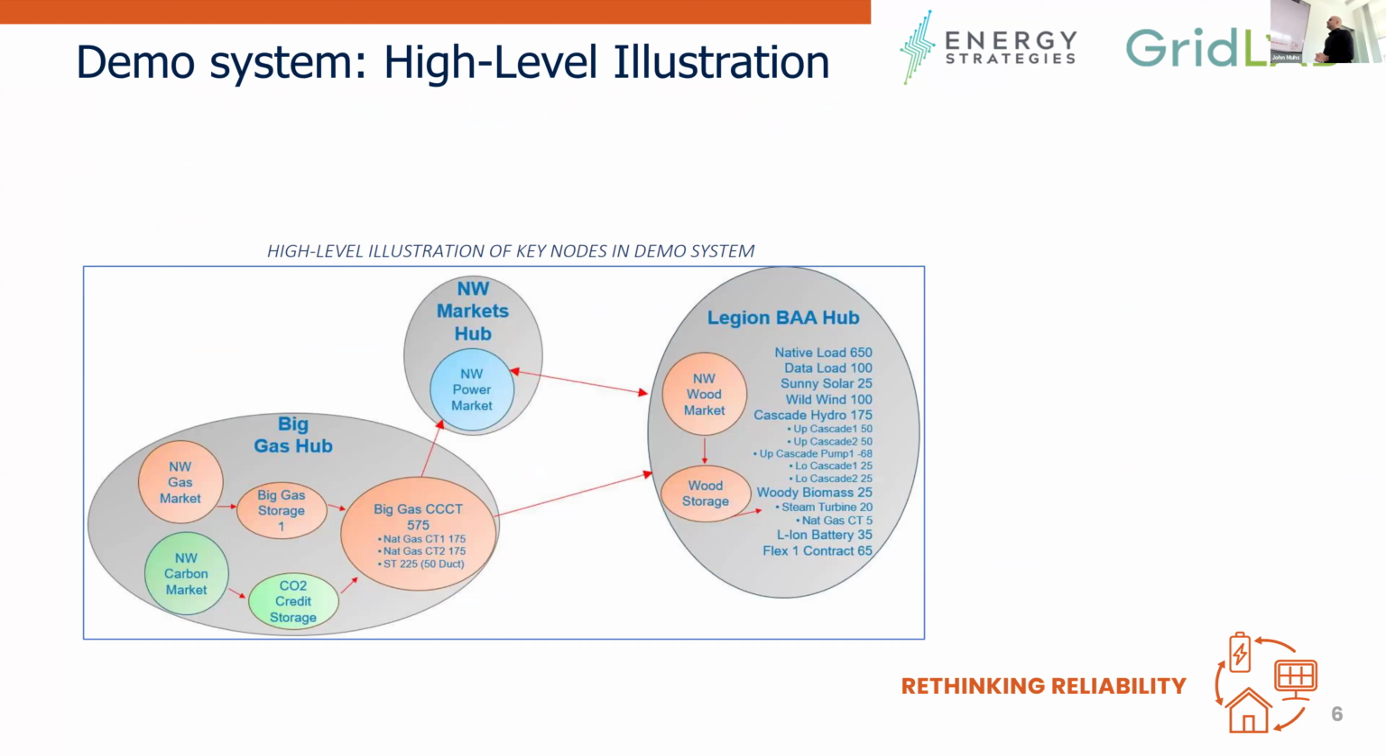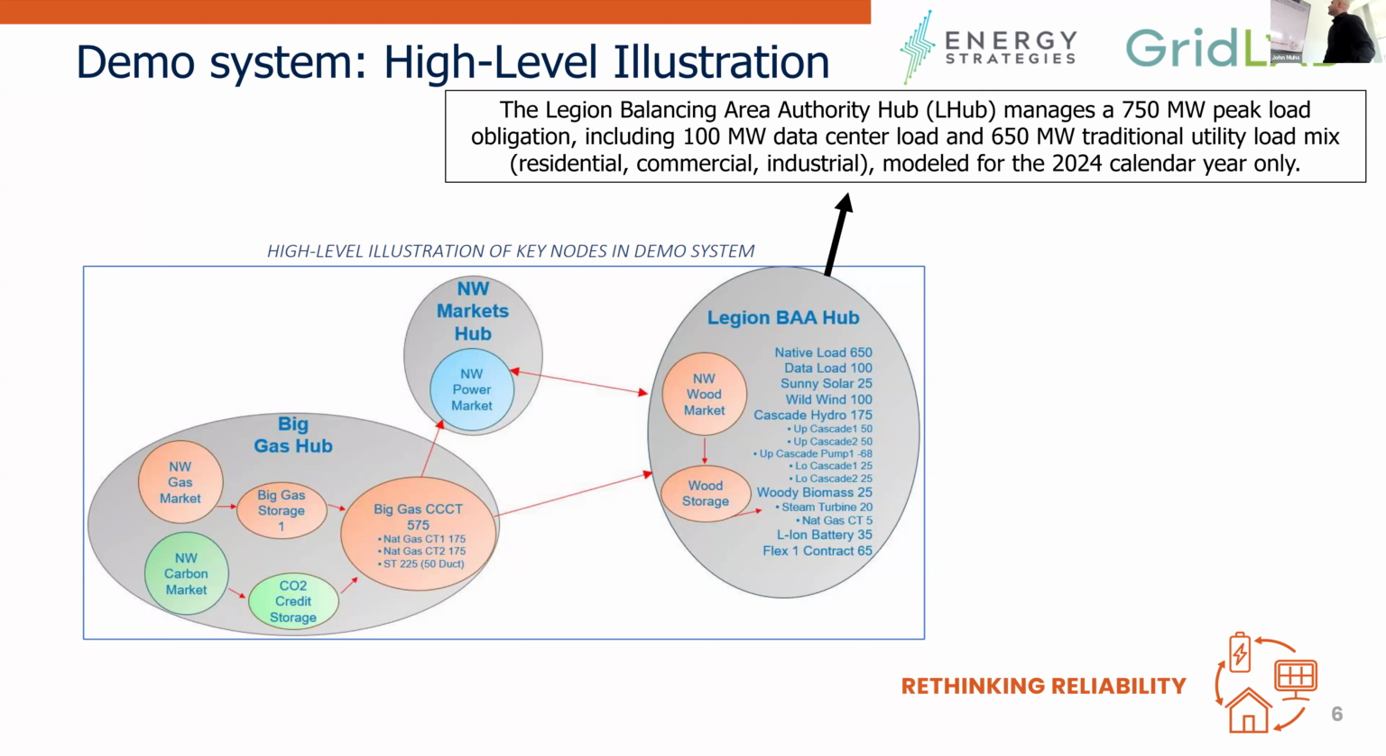In this slide, you can see the demo system that I used for the beta testing. It's a very small system compared to the real Avista system, which has many more elements. You can see it has 3 main hubs: Northwestern Markets Hub, Legion BAA Hub, and Big Gas Hub. I go through all of these step by step in this slide.